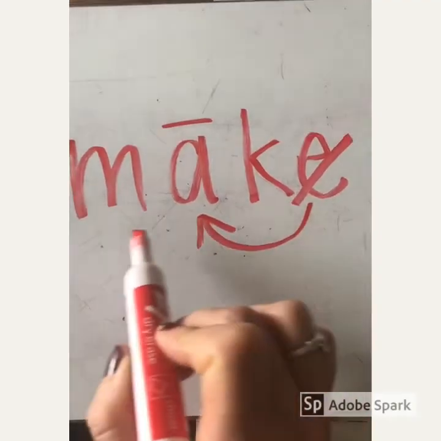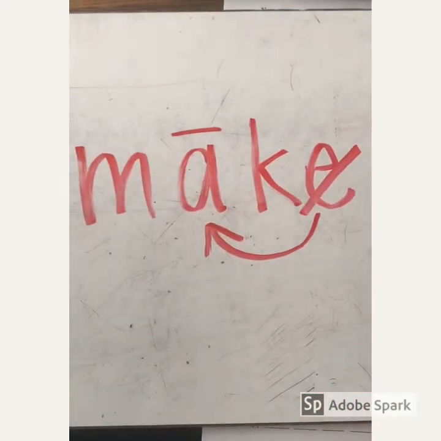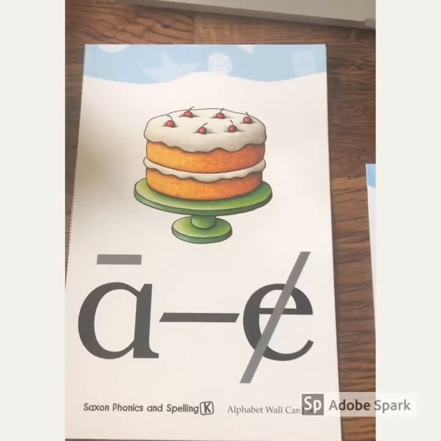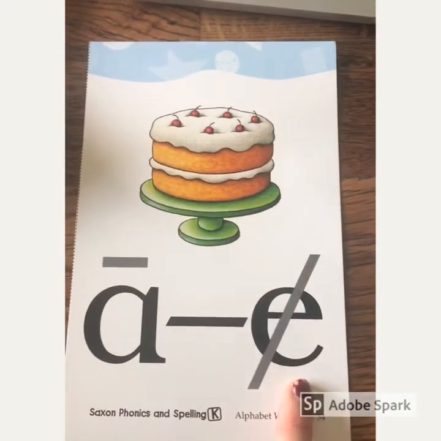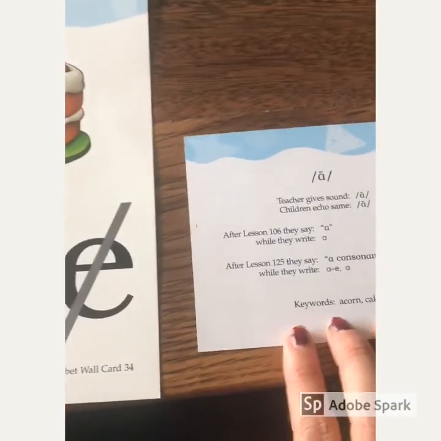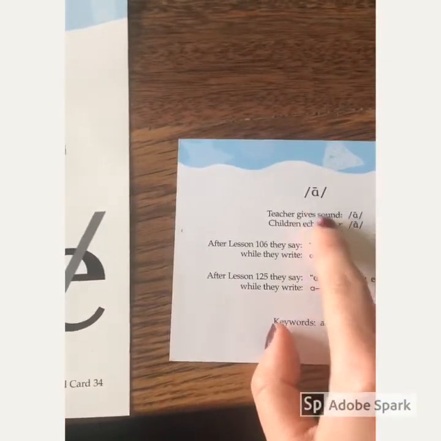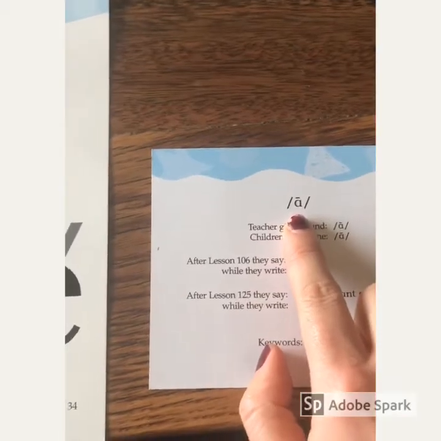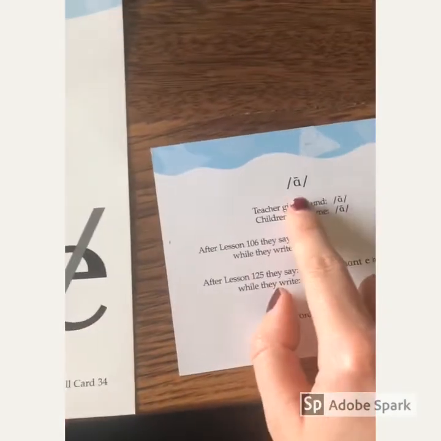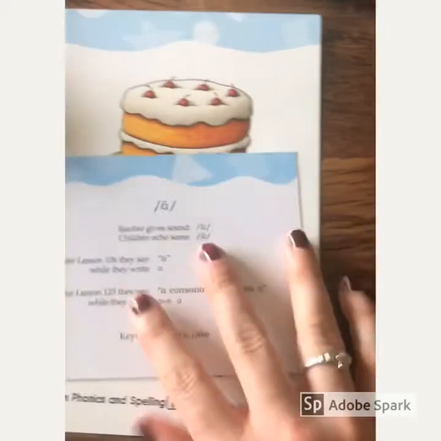Make. Very good. All right, awesome job. So we just learned a consonant E. And if we see a consonant E, the A is going to say its long sound. So it's going to say A, right? A consonant E, A makes the A sound. Very good.